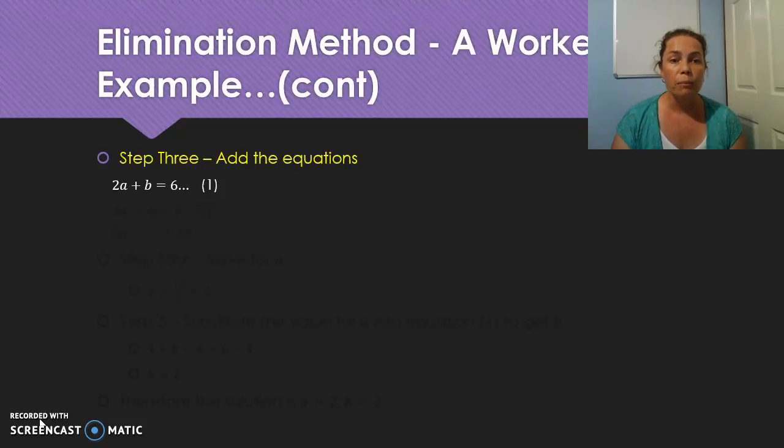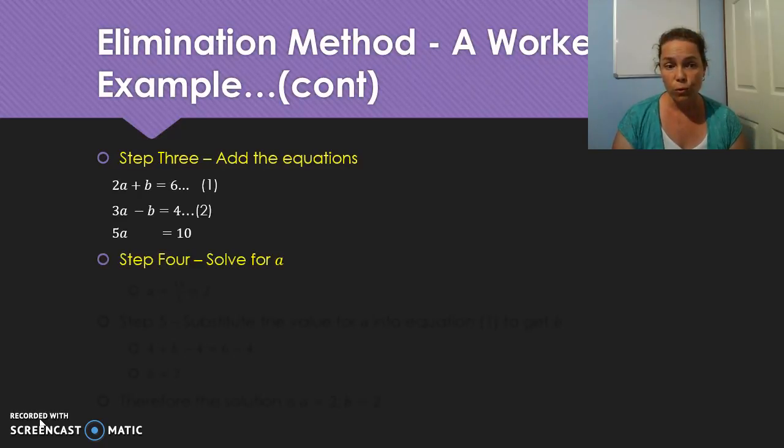So we have 2a plus b equals 6 and 3a minus b equals 4. When we add them, we add each term separately. So overall, we have 2a plus 3a, which is 5a. Our plus b minus b gives us 0, hence it's eliminated, and 6 plus 4 is equal to 10. Step 4 is then to solve for our unknown, which in this case is a. And a is equal to 10 over 5, which is 2.